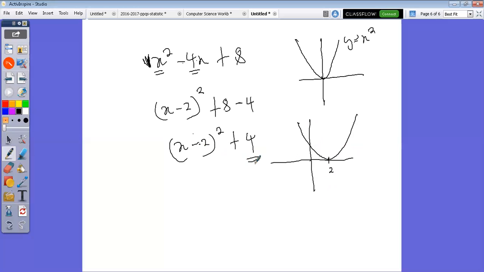Then this moves the graph 4 units upwards. From 0, this whole graph moves 4 units upwards. So it's like this. This will be my turning point at (4, 2) there. I hope it's now making sense. Yes, it is. Clear?